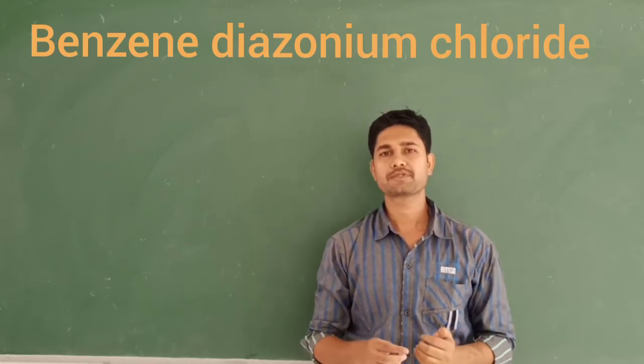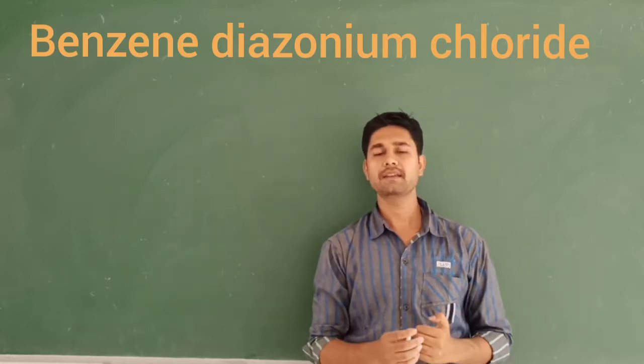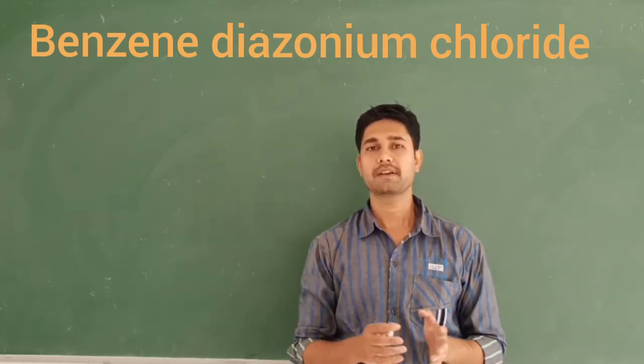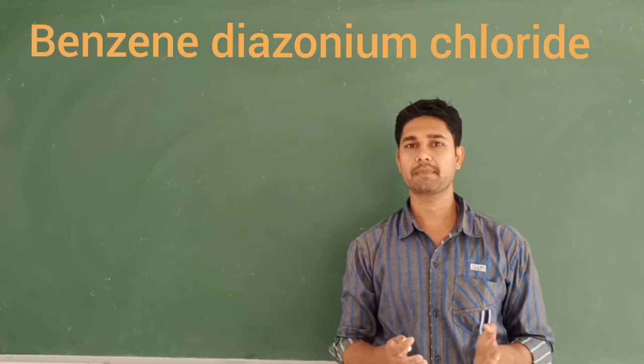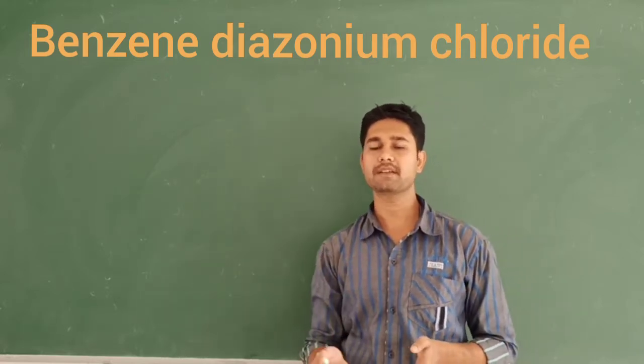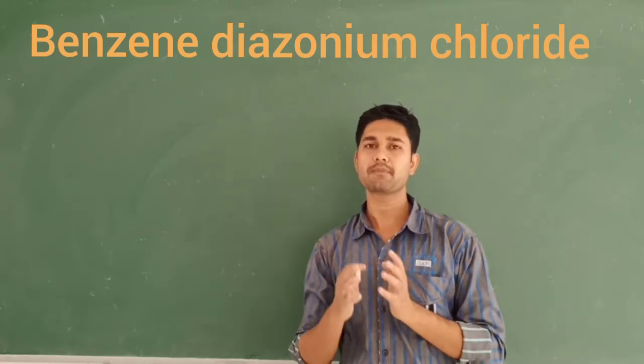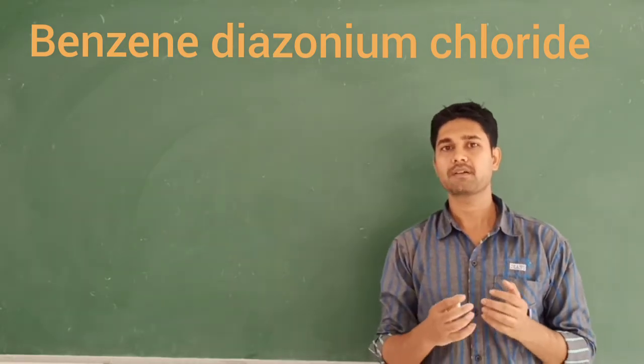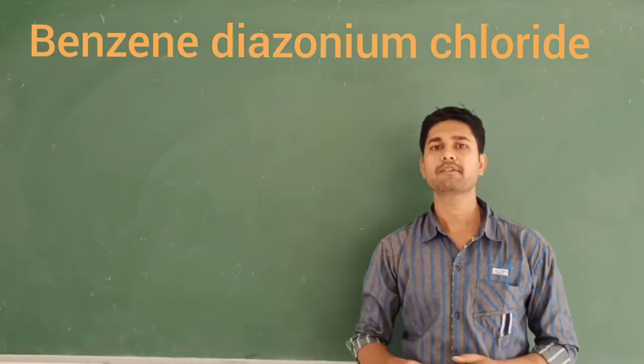Here we are going to use the reactant aniline. Aniline is going to react with nitrous acid, HNO2, but it is not readily available, so we are going to prepare it by NaNO2 plus dilute HCl. Then it can be converted into benzene diazonium chloride, which is hydrolyzed by warming with water. We are going to obtain the phenol compound.